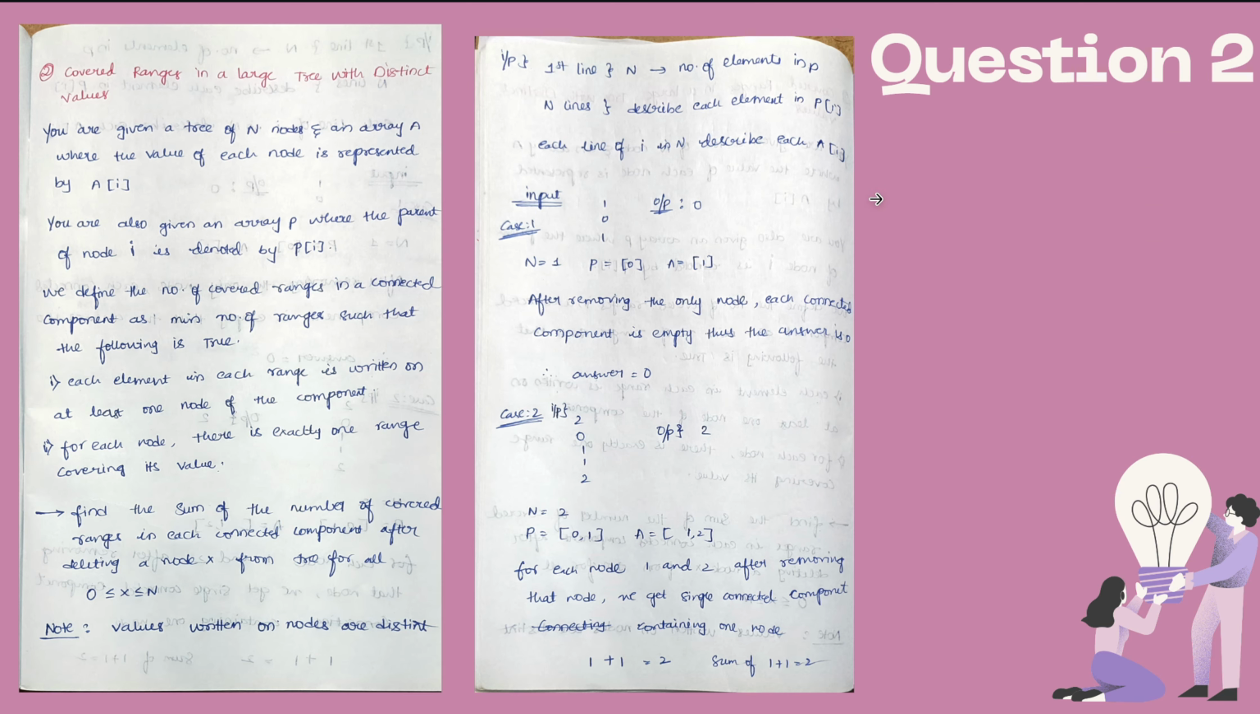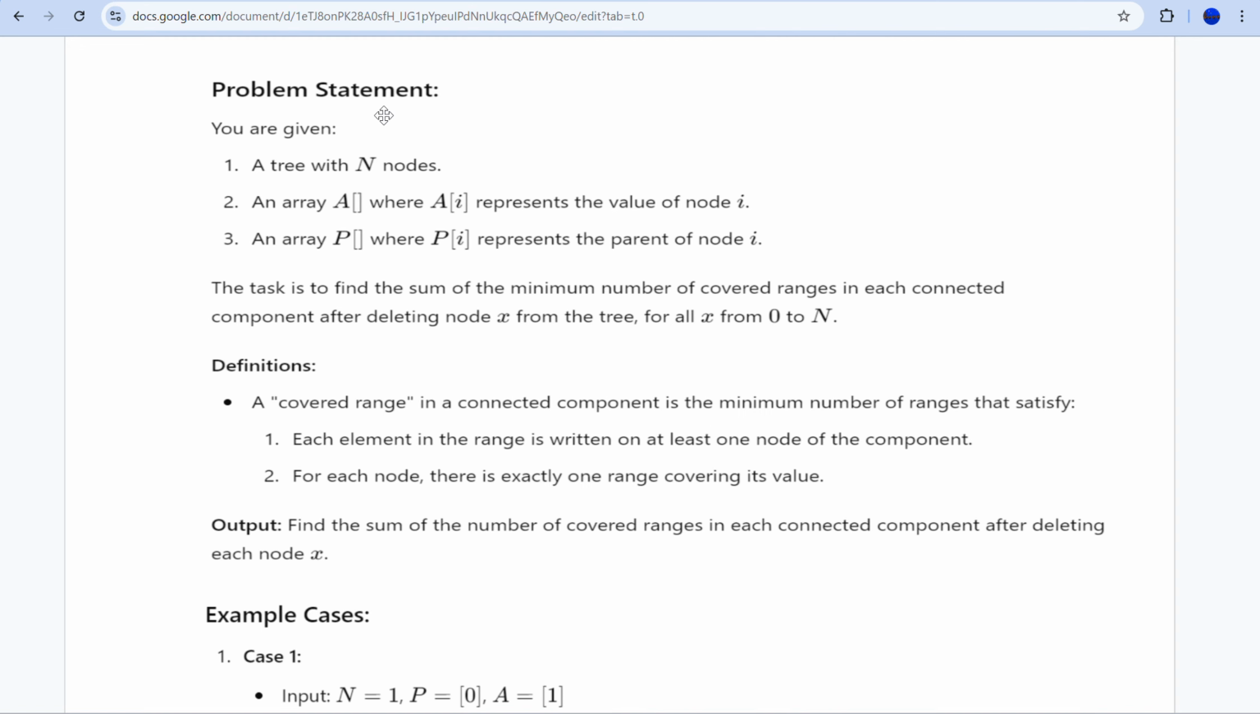Now let us see question number 2. Covered ranges in the large tree with distinct values. Don't worry, I will explain the complete question and the approach you have to follow. Okay, let us see the question. This is question number 2 and the problem statement.